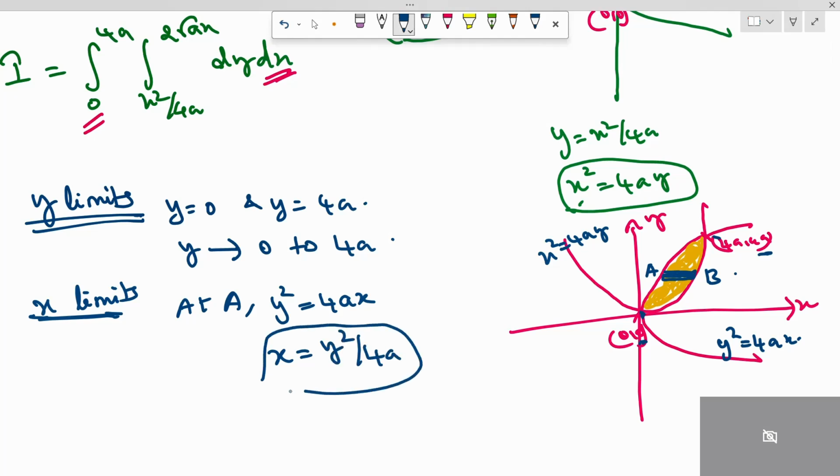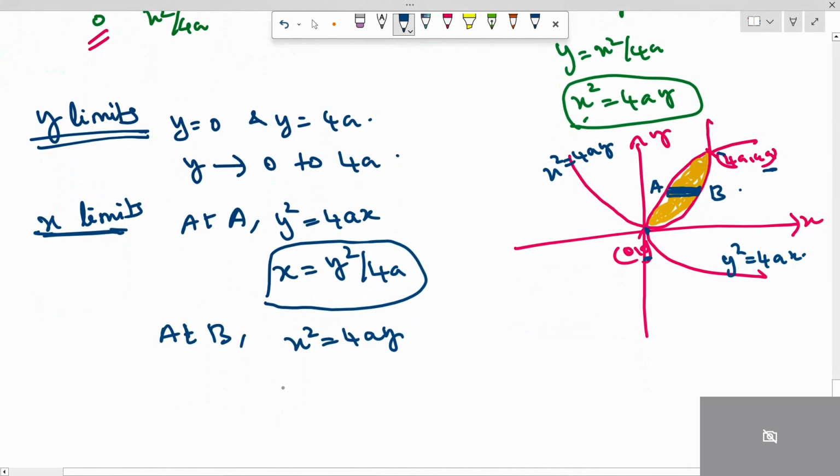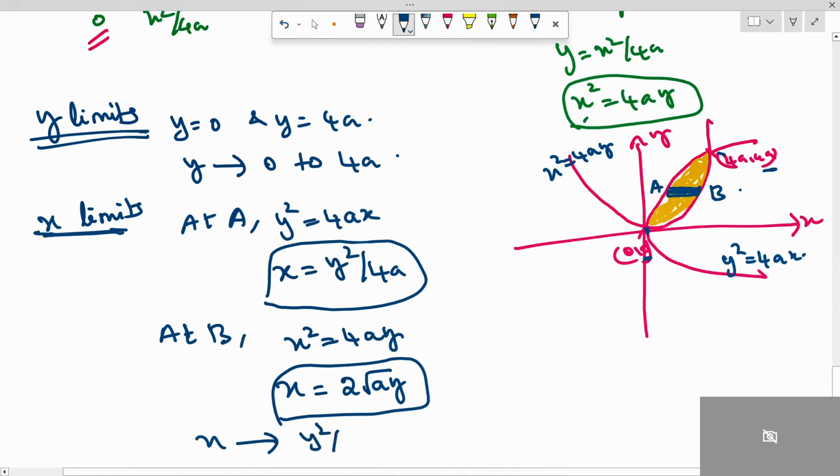Okay. At b, what is x? B lies on the x square is equal to 4ay parabola. From this write the x limit. X is equal to 2 into root ay. Therefore x varies from y square by 4a to 2 into root ay.